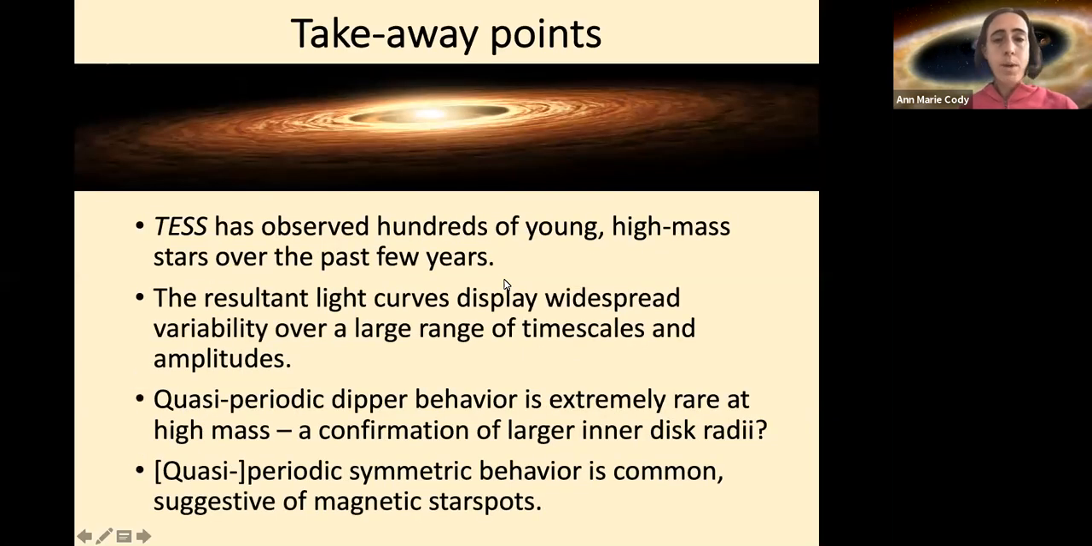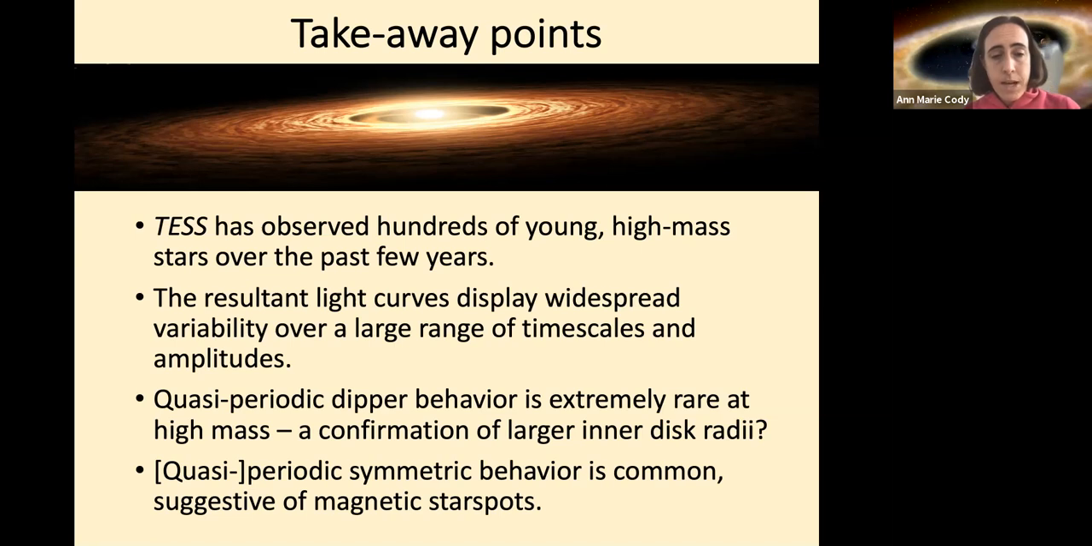So I'll leave you with a few takeaway points. As you have seen, TESS has observed hundreds of young high mass stars over the past few years. We see widespread variability over a large range of timescales and amplitudes. I would say over even larger range than for the young low mass stars. We do see a little bit of quasi-periodic dipper behavior, but it's much more rare at high mass and mainly confined to the F stars. This could be a confirmation that the inner disk radii, at least the dusty part of the disk, is larger around these high mass stars.